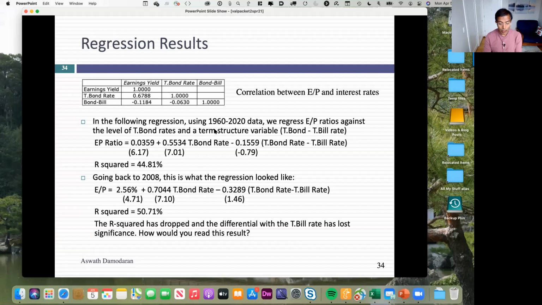Clearly, T-bond rates matter. Every 1% increase in T-bond rates increases my earnings to price ratio by about 0.55. And every 1% increase in the slope of my yield curve reduces my earnings to price ratio, but I'm going to be a little more cautious. The T statistic on that is not significant anymore. You see, what do you mean anymore? Until 2008, the slope of the yield curve seemed to matter a lot more to markets. Something's happened since 2008, where investors seem to care less about the slope of the yield curve.